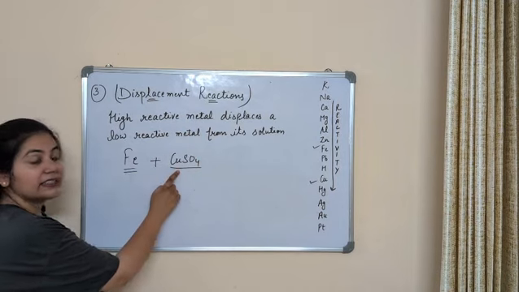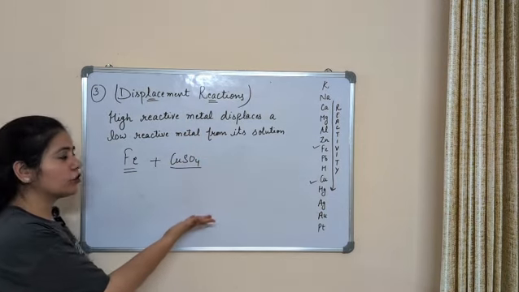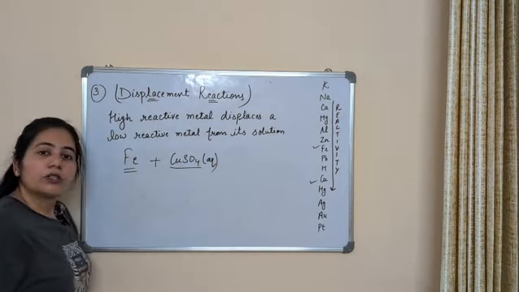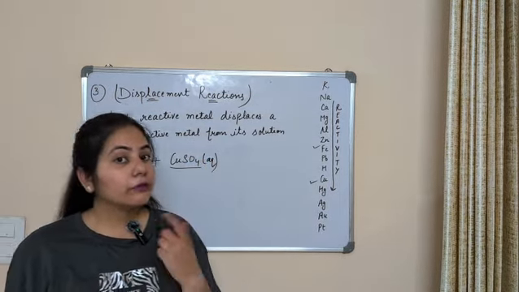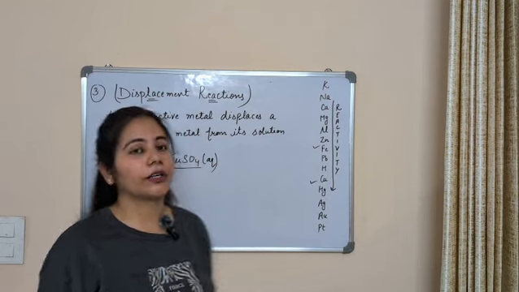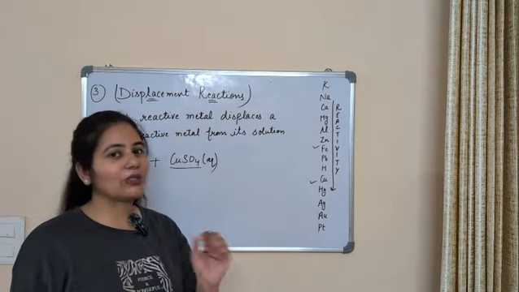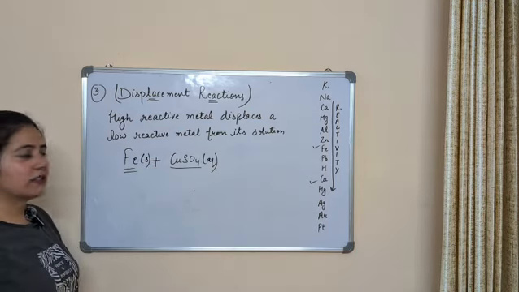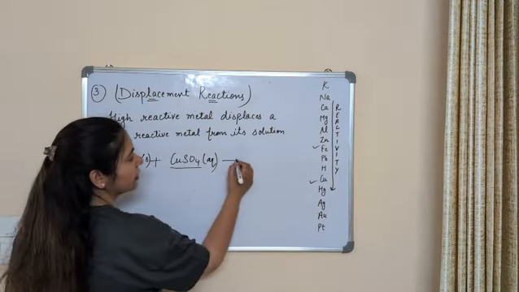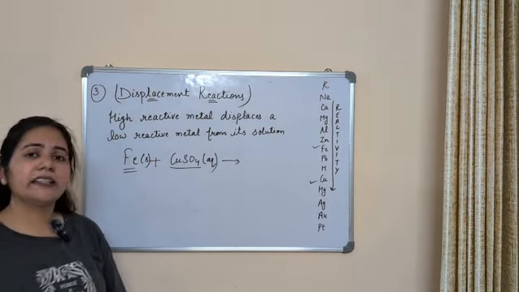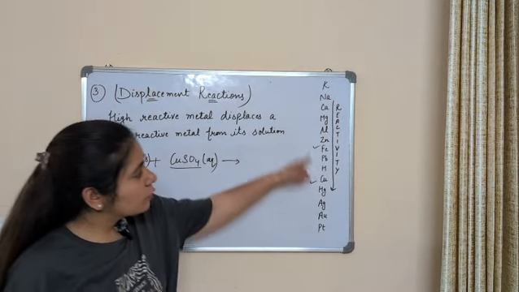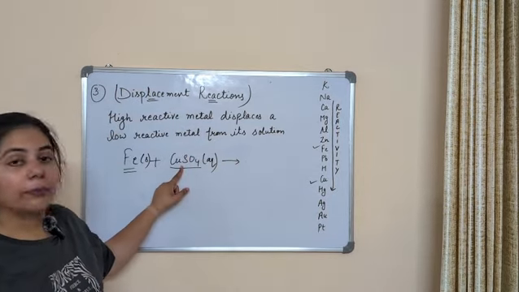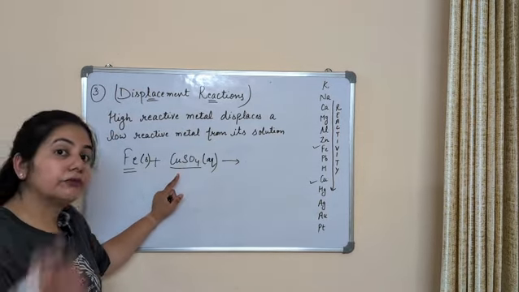It will displace the metal copper from its solution, and this solution is generally an aqueous solution. Aqueous solutions are those solutions which are made in water, in which water is a solvent. Now iron is obviously in the solid state. What will happen here? As we know that iron is more reactive than copper from the reactivity series, so what will it do? It will displace copper from its solution, and what will it form?